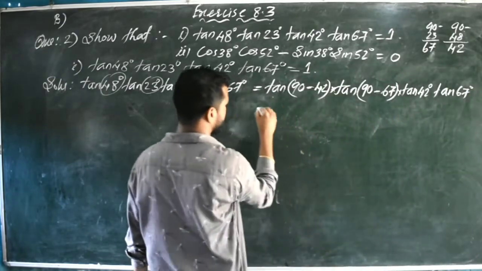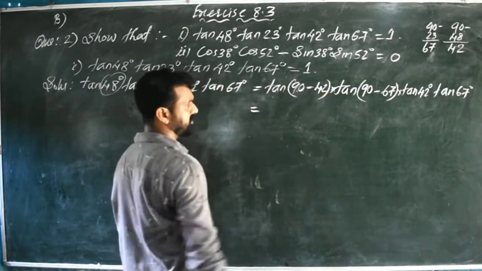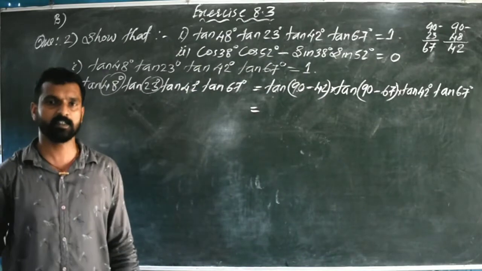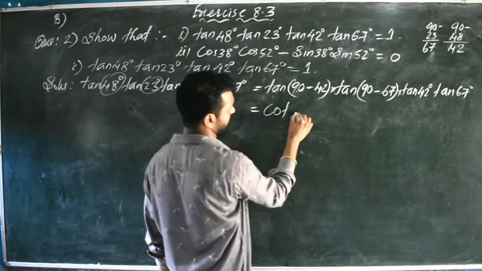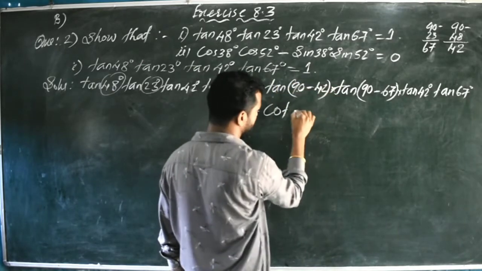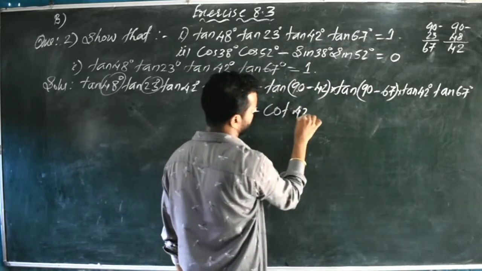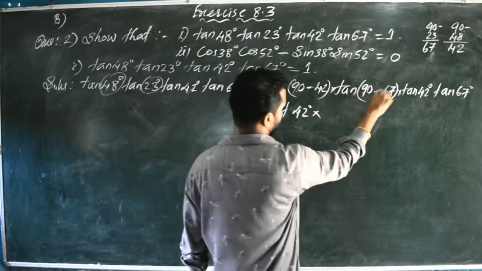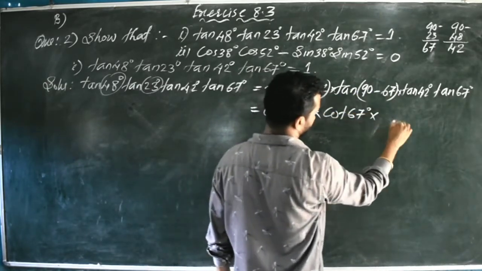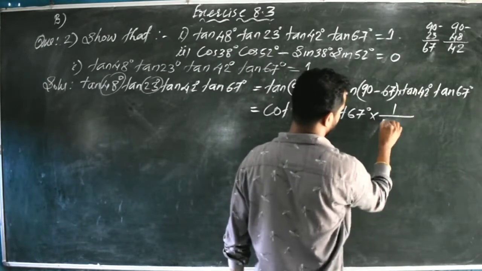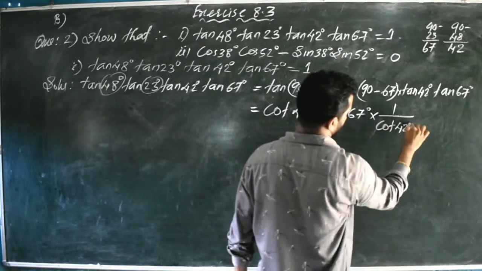Then that is equal to, we have studied the formula, tan (90 minus theta) is equal to, what is the formula? Cot theta. Tan (90 minus theta) is equal to cot theta. Then tan (90 minus 42) is equal to cot 42° × tan (90 minus 67), that is cot 67° × tan 42, 1 divided by cot 42 we can write.